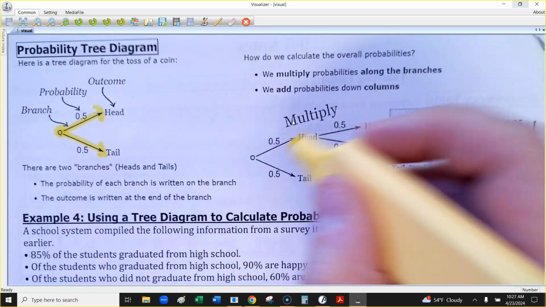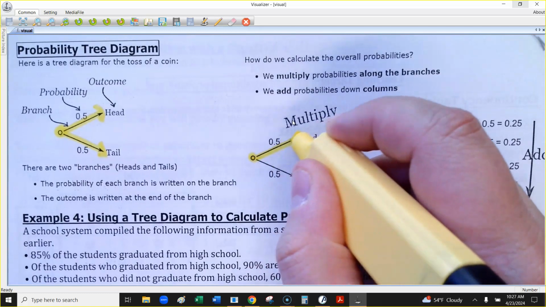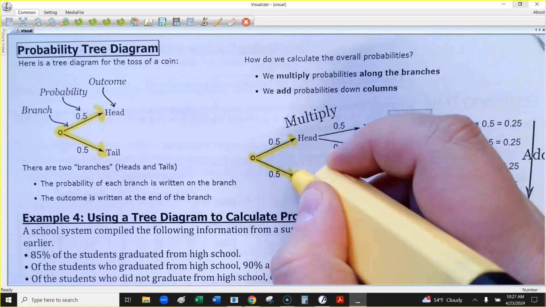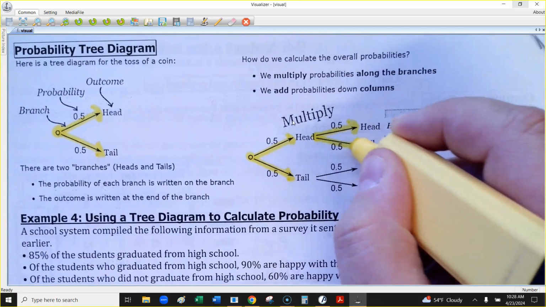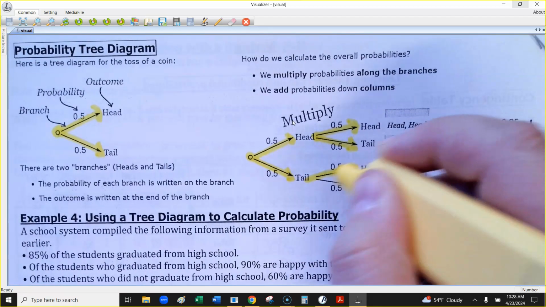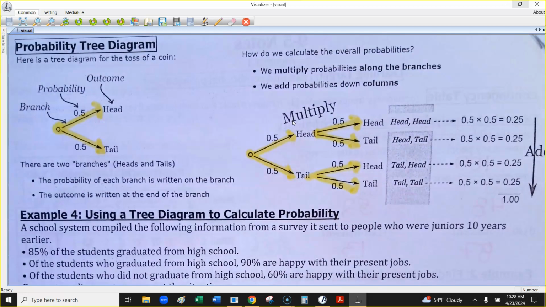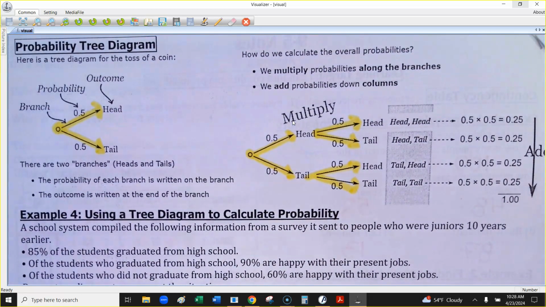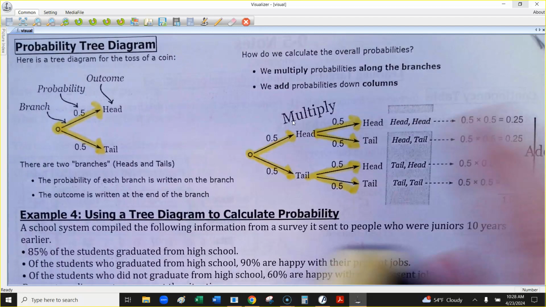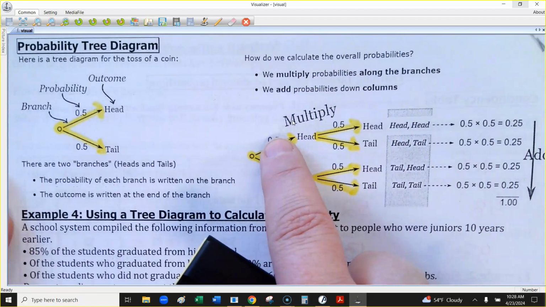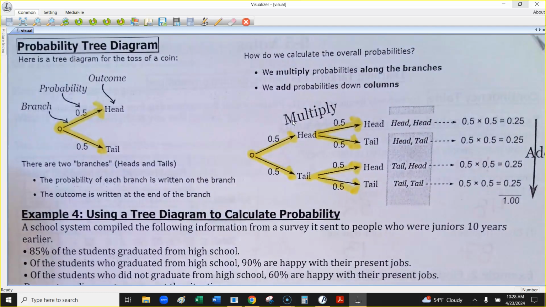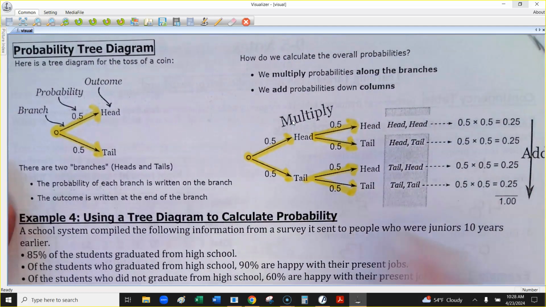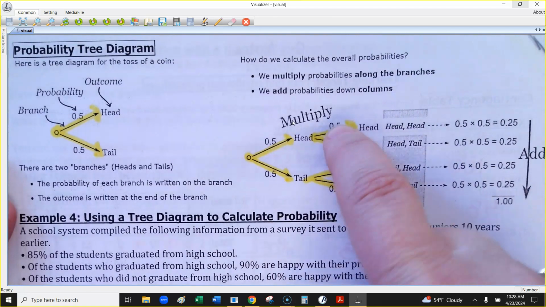So this is showing several tosses. So this is like, I flipped heads or tails, and then it's tossing the coin again. So again, heads or tails. So it's showing you two flips of a coin, all the possible outcomes. If you want to calculate the probability, if you go along the branches across here, you multiply them together. So like if I wanted to do probability I flipped heads twice, I would do 1/2 times 1/2 till I got to the end of the branch.